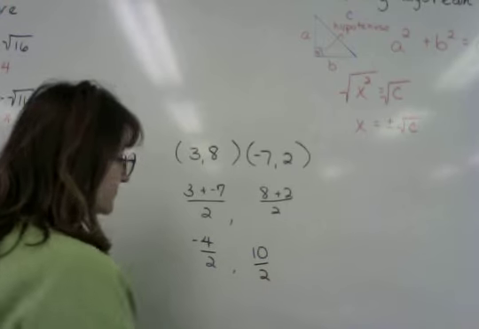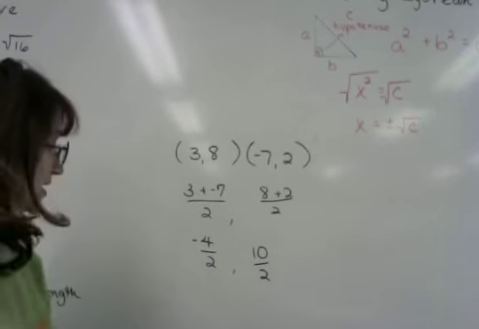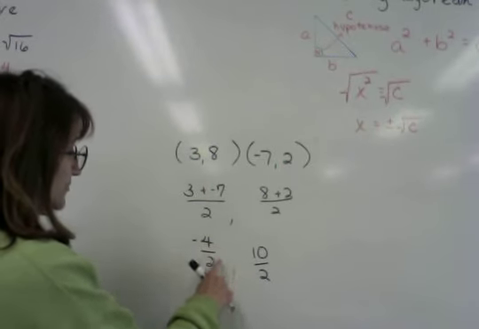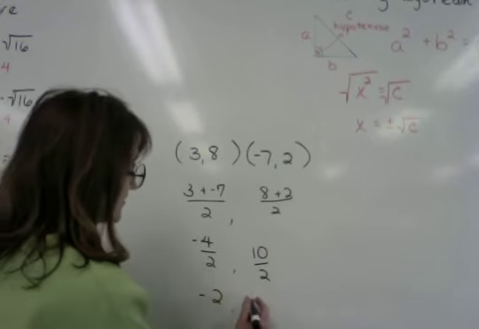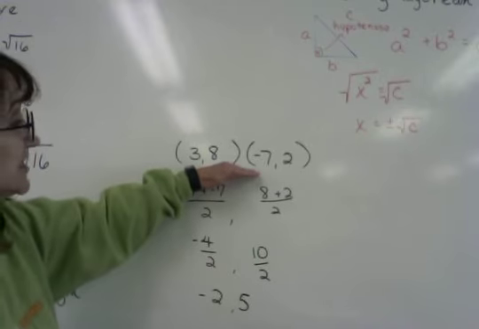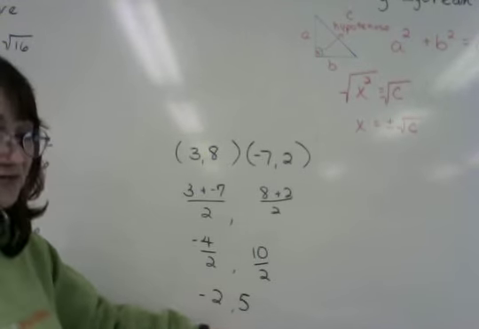I've gotten that far. But both of these are even numbers. Really easy to go ahead and finish them out. This will become a -2. I'm just dividing the -4 by the 2, getting a -2. And this will become a 5. 10 divided by 2 is going to become 5. So my midpoint between these two plot points is going to be -2 and 5.